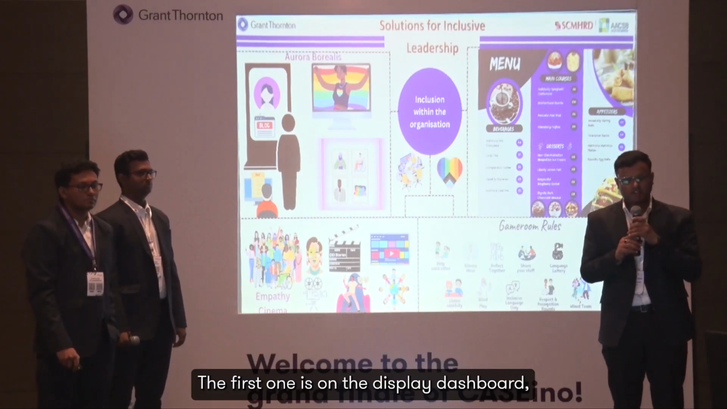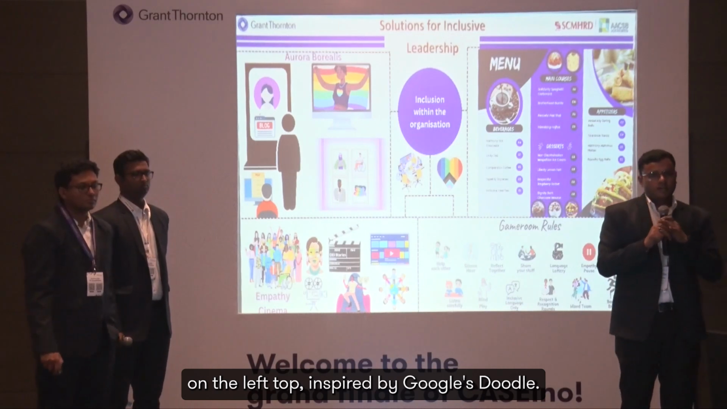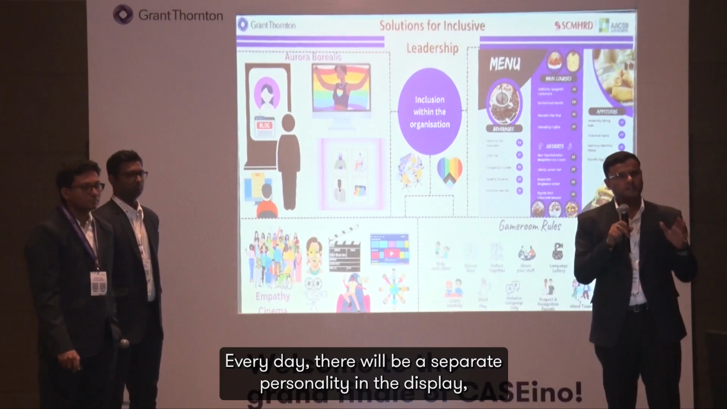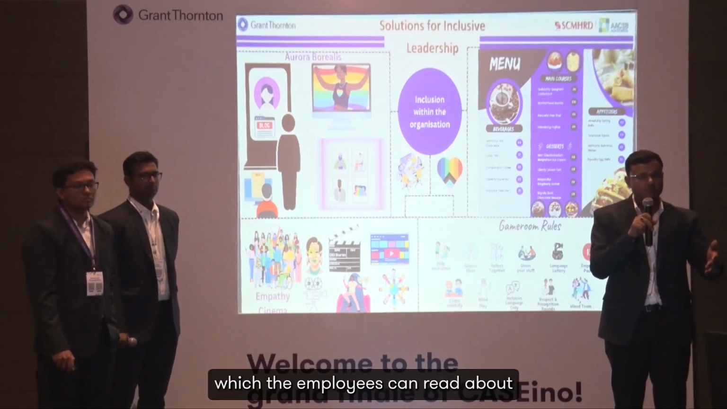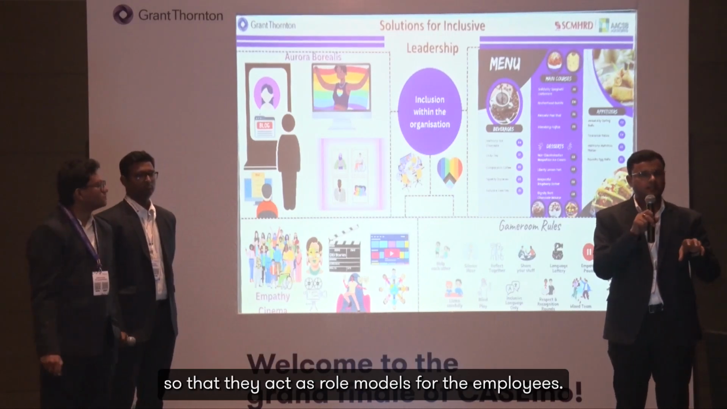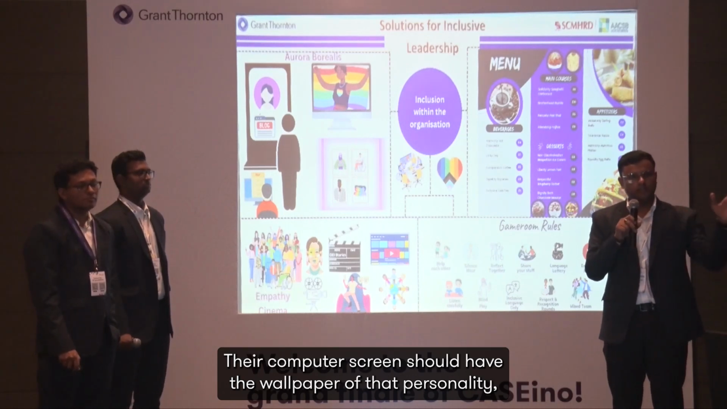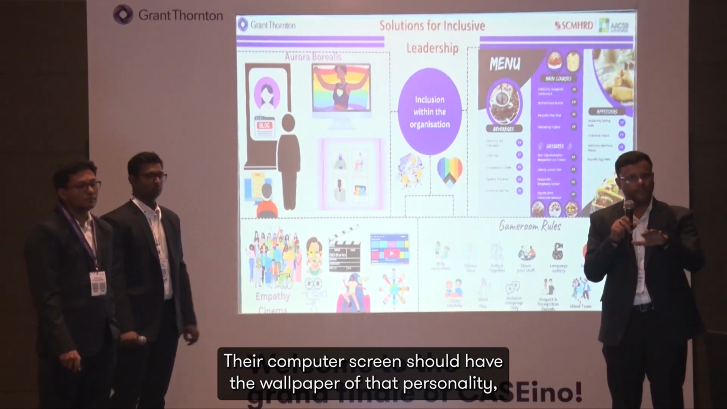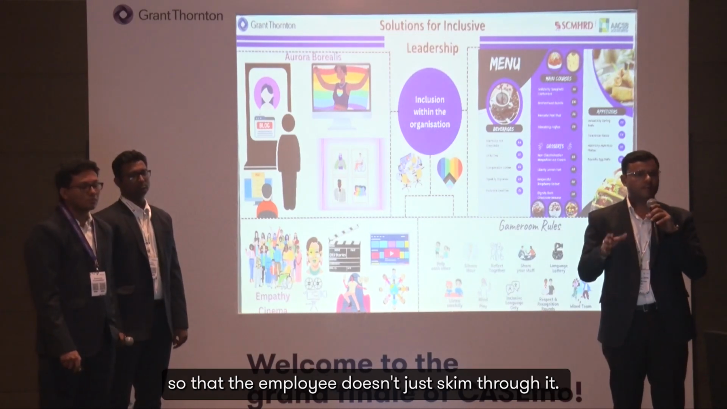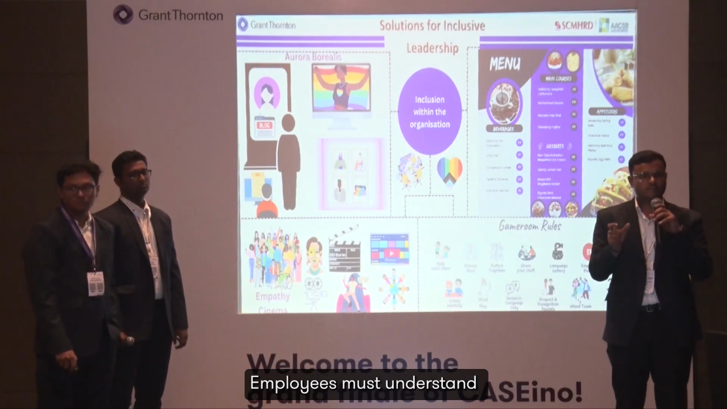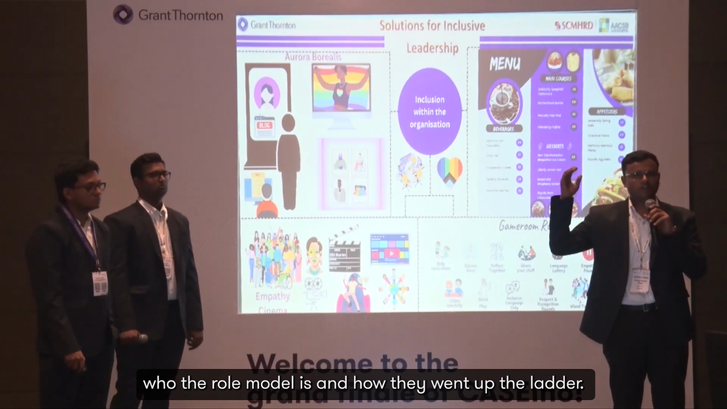First one, if you look at the display dashboard on the top left, inspired by Google: every day there will be a separate personality on that display, which employees can read about, so that they can act as a role model for them every day. And their computer screen should have the wallpaper of that personality, and there will be a weekly assessment for that, so that the employee doesn't just skim through it. They will have to understand what the role model actually is, and how they went up the ladder.